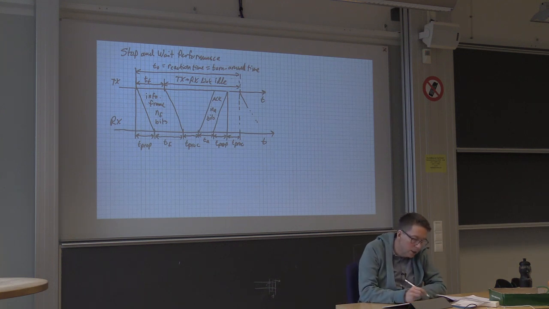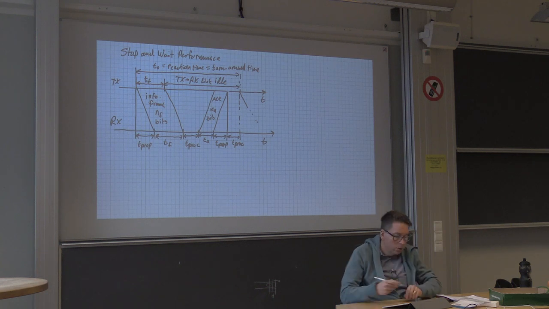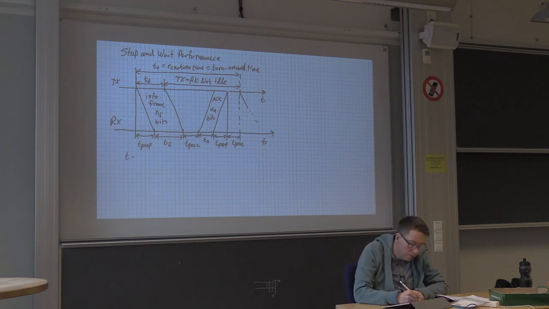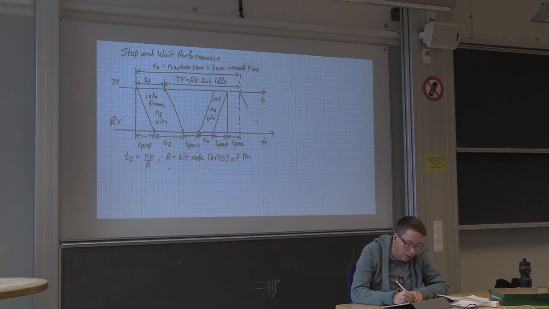Okay. So let's now put some numbers onto all these variables here: the frame time, the processing time, and the propagation time. The time for a frame, the frame duration, has to do with the number of bits in the frame, NF, and then we divide by R, where R is the bit rate, that's bits per second, of the layer below the ARQ protocol.